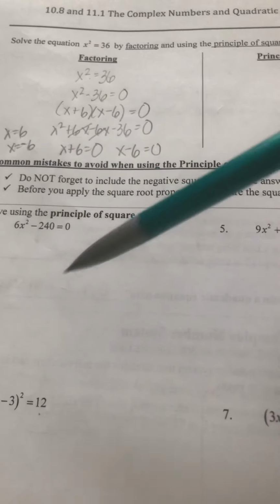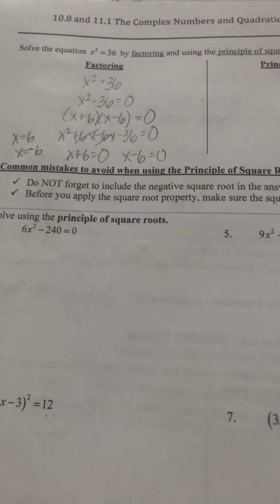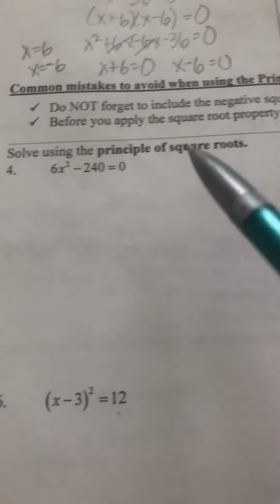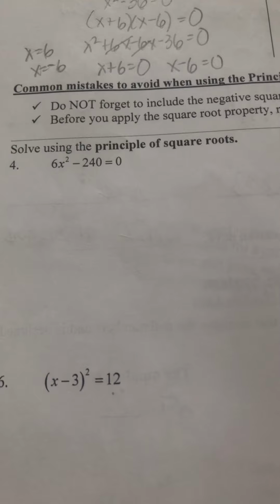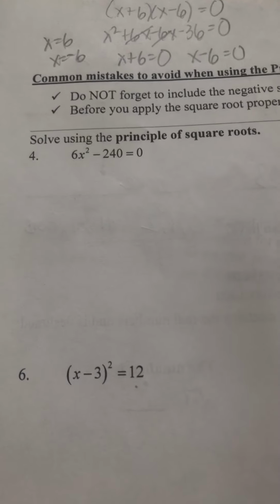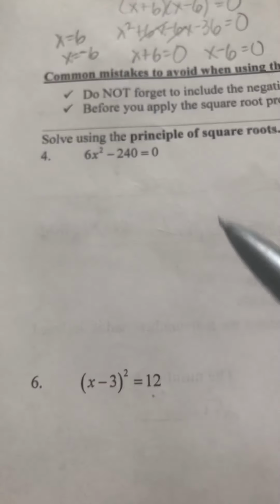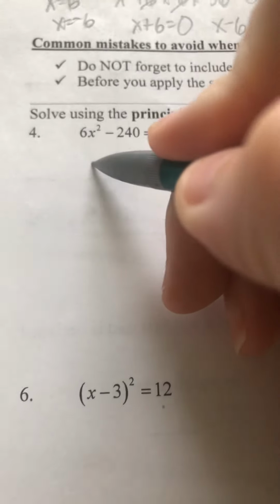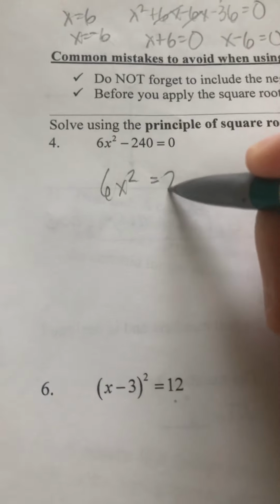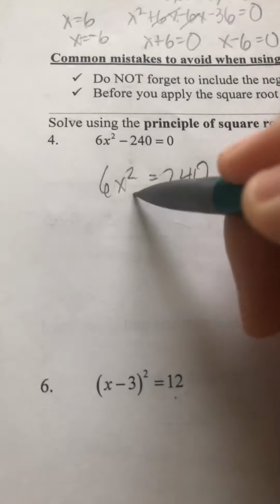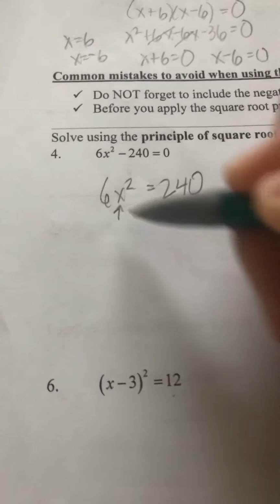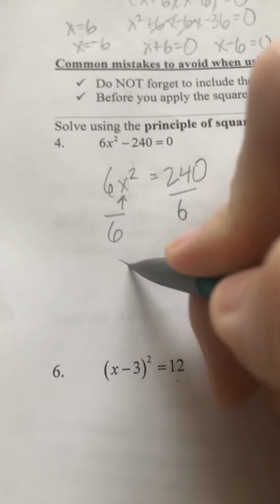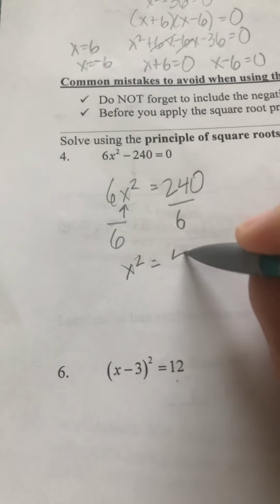So we're going to go through and solve a bunch of these by using the principle of square roots. This is a really important idea for Math 180. So you always want to isolate either the squared term or the squared quantity. So if I'm solving this by the principle of square roots, I'll start by moving over 240. You want to isolate the squared term or the squared quantity. So then I will divide both sides by 6 to get rid of the 6. You want to isolate the squared. You get 40 here. Okay?